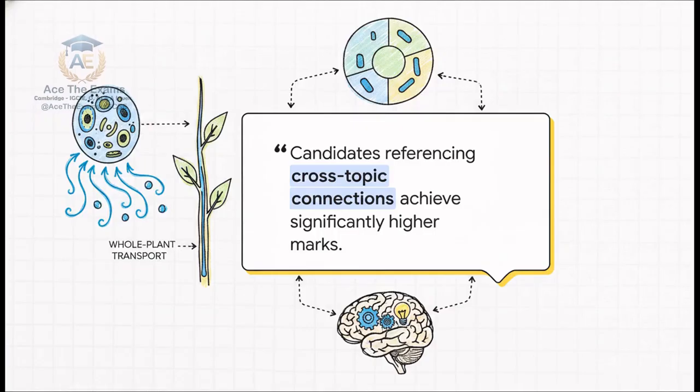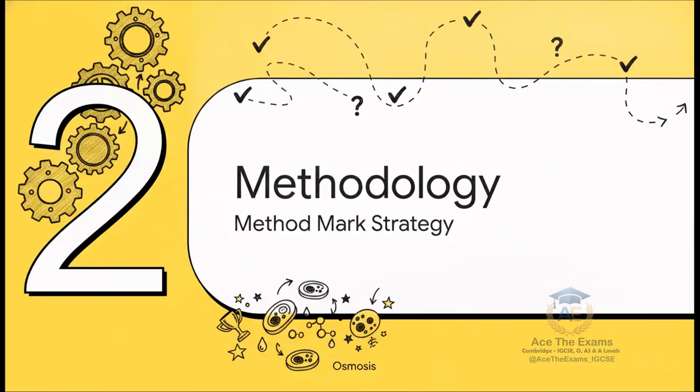Students who demonstrate connected conceptual understanding, the ones who see how water potential relates to cell membranes or whole plant transport, are the ones to get those top marks. It's all about those cross-topic connections. Section 2. Technical Methodology, the Method Marks Strategy. Let's look at a standardized sequence where you're awarded critical marks simply for following the right process.